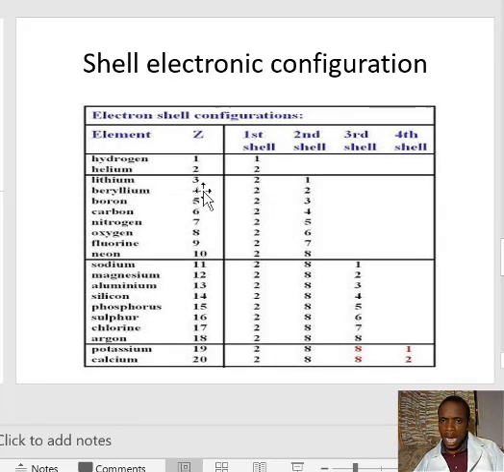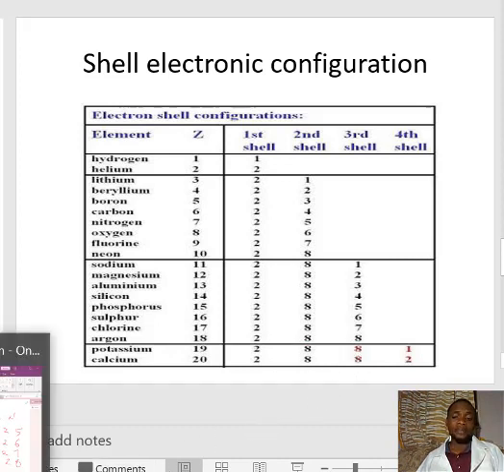You see that hydrogen has 1, helium 2, then we have 2, 1 up till 8. Then immediately we get to sodium, we have 2, 8, 1 because we are having 1 more, that is 11 now. Magnesium 2, 8, 2, aluminium 2, 8, 3, silicon 2, 8, 4, and so on up till argon where we have 2, 8, 8. But when we get to potassium, we have 2, 8, 8, 1.